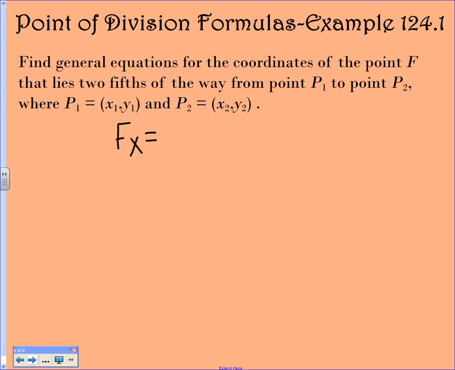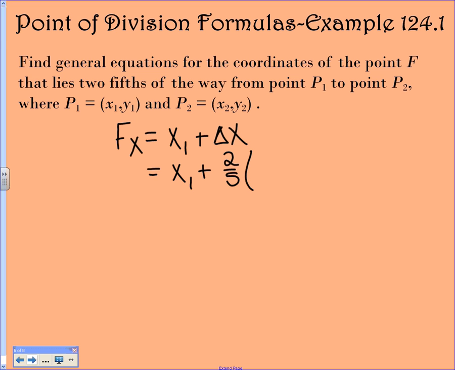I'm going to notate the x value for our point F like that. We're looking for the x coordinate, or the x part of our coordinate. So you start with your x1 and you add the change in x. Does that make sense? And so we have x1 plus the change in x, which is the fraction 2/5.